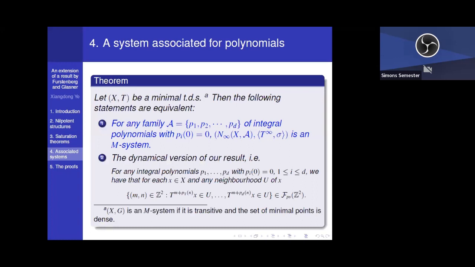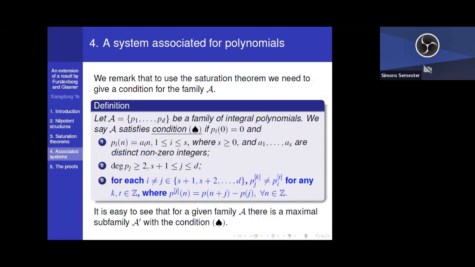I promised another dynamical version. This is one. So the dynamical version we stated previously is equivalent to this one. So we should prove this system is an M system. It means it's transitive and the minimal points are dense there. So you cannot prove minimality. We will have examples. So the best thing you can expect is to prove the minimal points are dense. So this is what we try to prove.